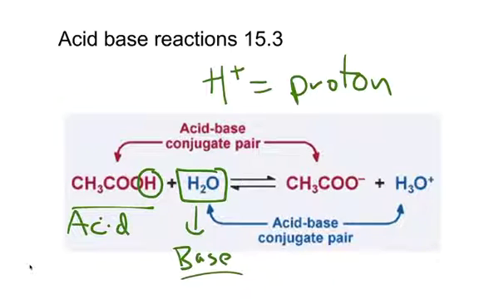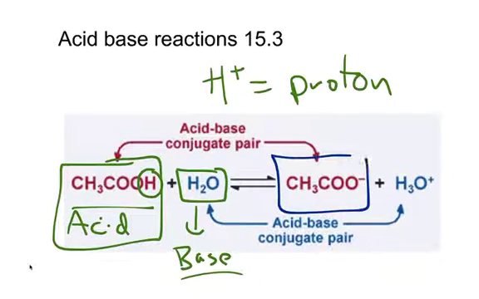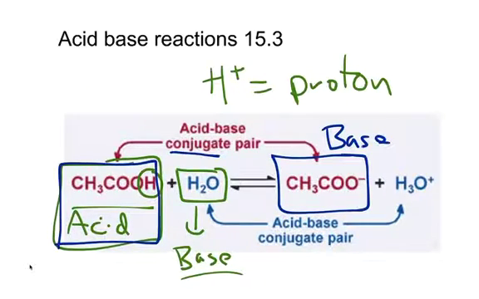The other idea we want to get from this diagram is that if our acetic acid is an acid, once it loses its hydrogen ion, then it has a base. It can act as a base on the other side. So this is what we would call its conjugate base. So this is an acid-base conjugate pair. The acid is acetic acid. Acetic acid without its hydrogen ion can act as a base, so it's its conjugate base.